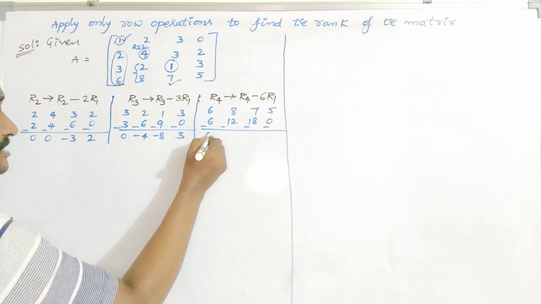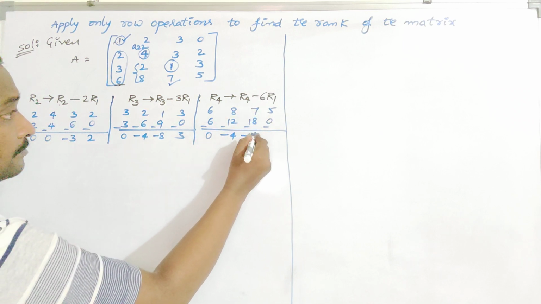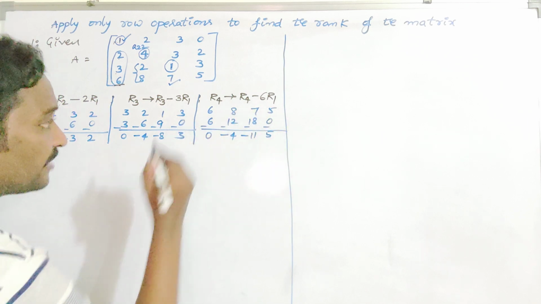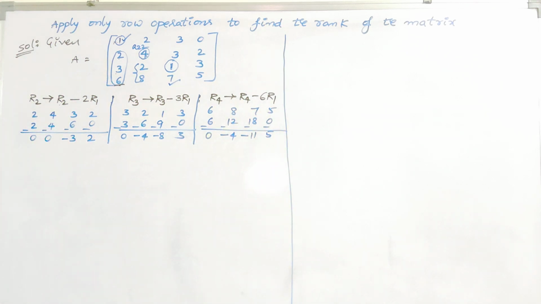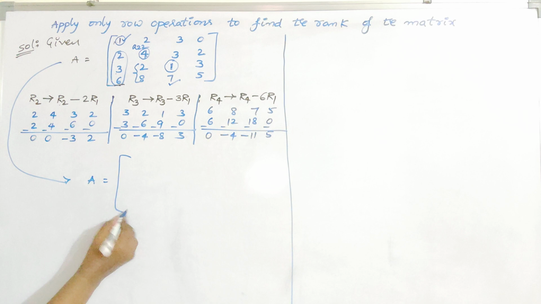So 6 minus 6 is 0, 8 minus 12 is minus 4, 7 minus 18 is minus 11, 5 minus 0 is 5. Okay. In my opinion, don't depend too much on the scientific calculator. These are very simple calculations. So with these operations, how does the above matrix become?